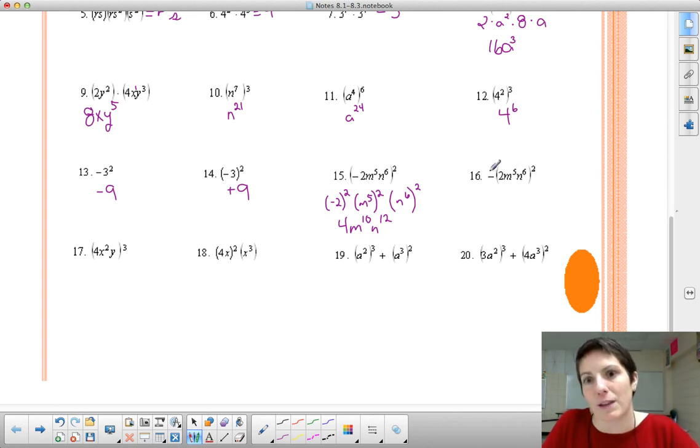Notice in number 16 they put that negative outside. So 2 squared is 4. M to the 5th squared is m to the 10th. And n to the 6th squared is n to the 12th.